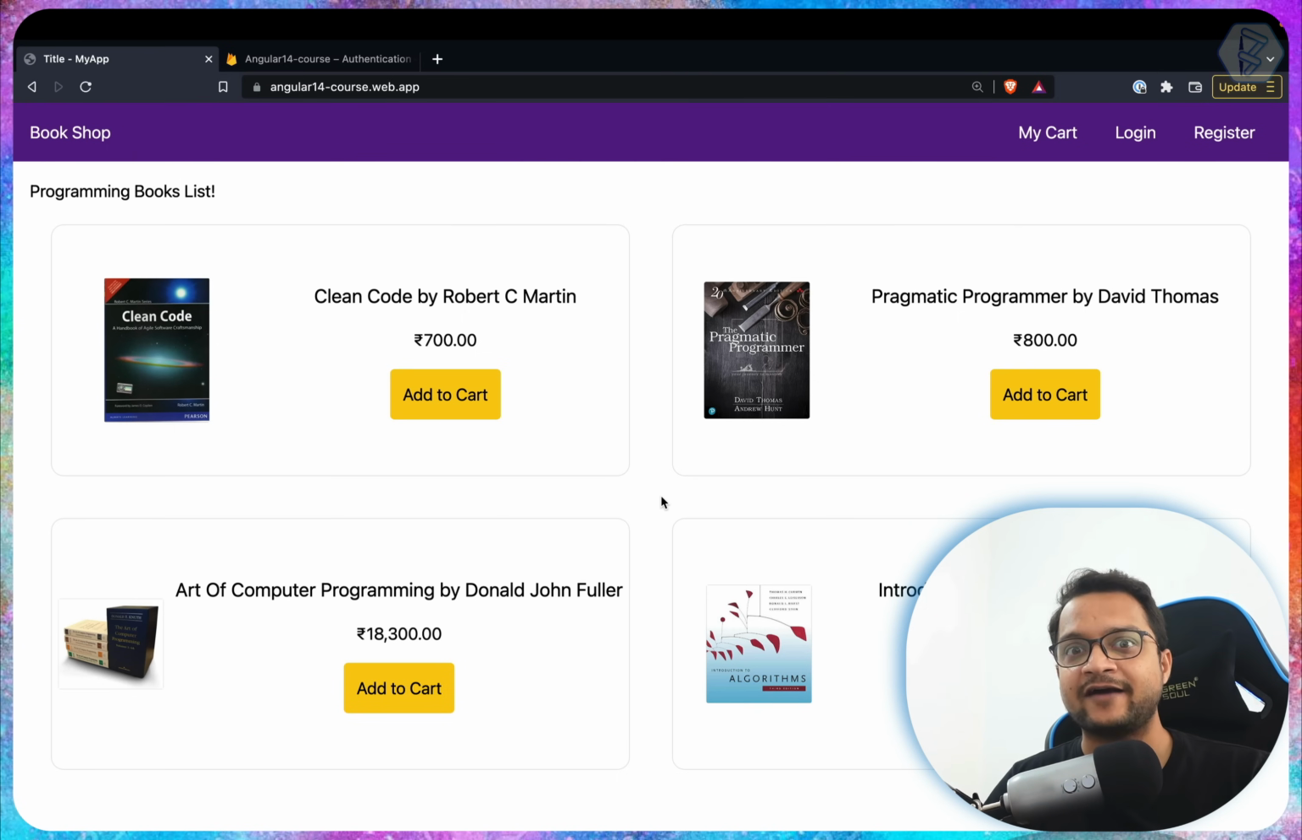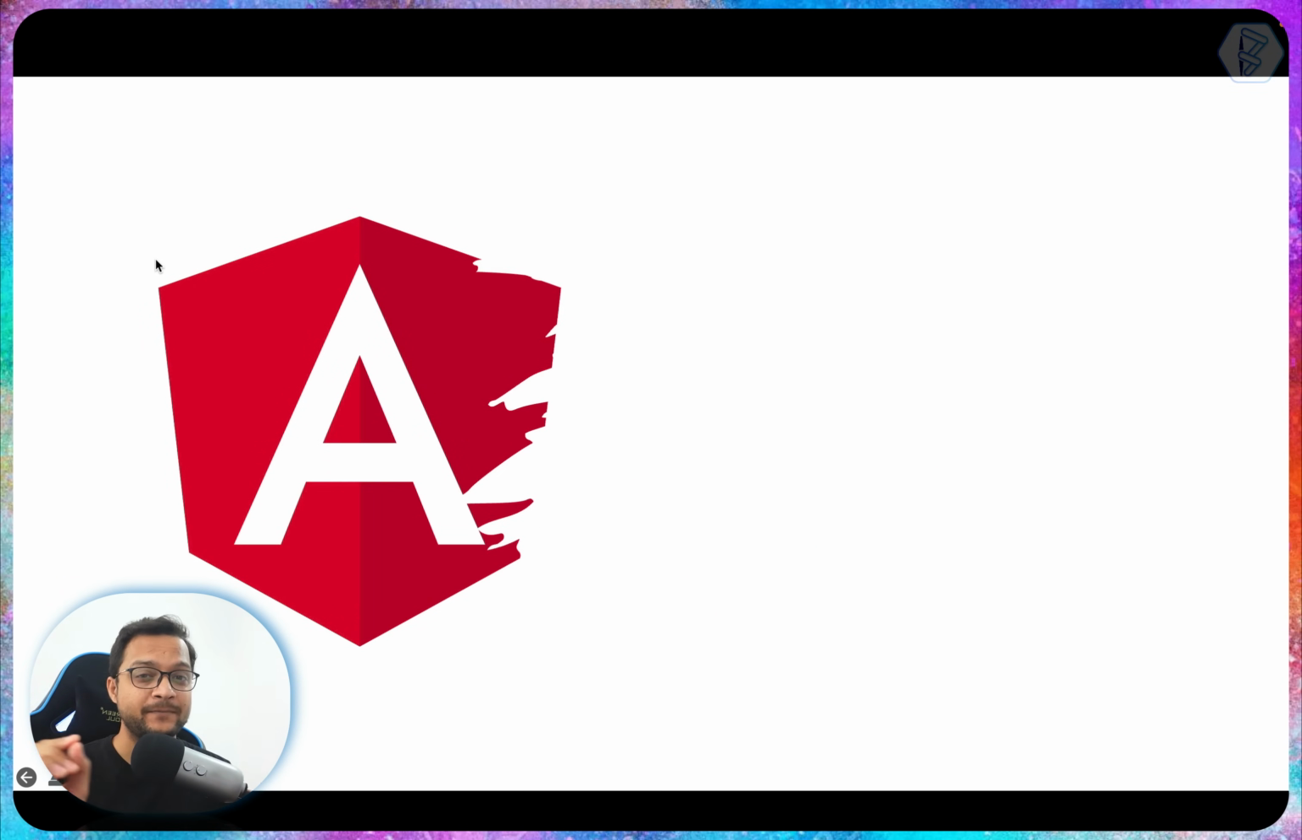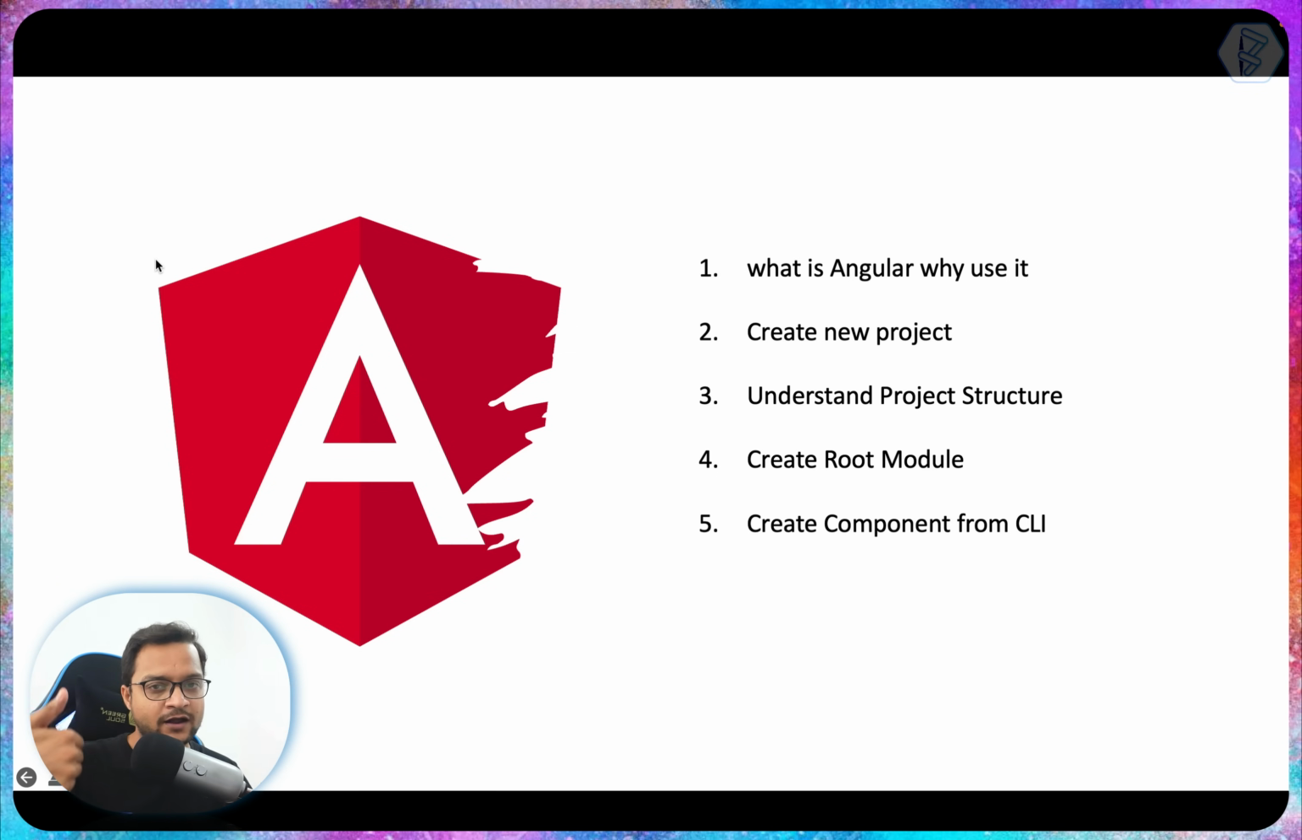So let's see what we have in this course, concept by concept. What's inside this course? We have a full list of amazing features of Angular. We will start with what is Angular and why we need it. Then we will start with a fresh Angular application and understand the directory structure. Then we will delete some of the things, start from scratch, and create the module and everything manually. Then we will create the component from the CLI. So first we learn how to create things manually, then use the CLI, the command line tool.